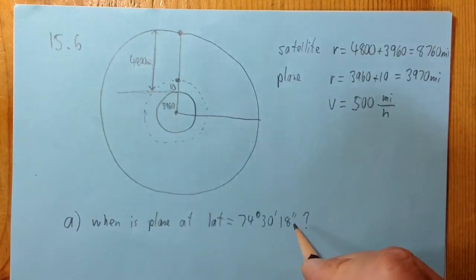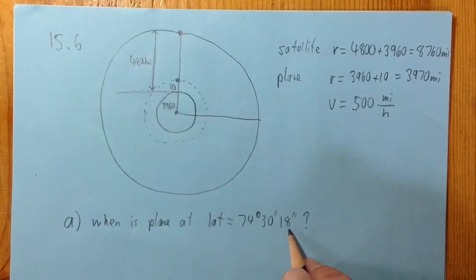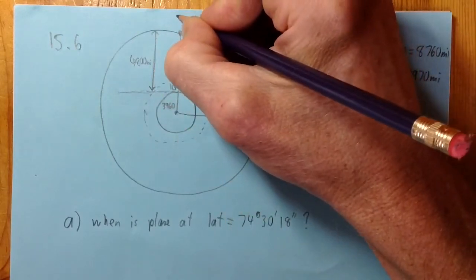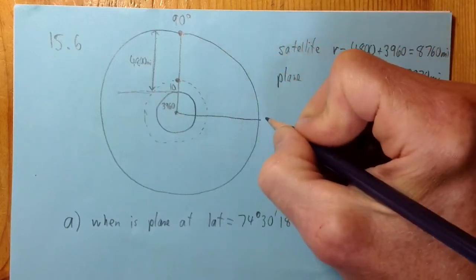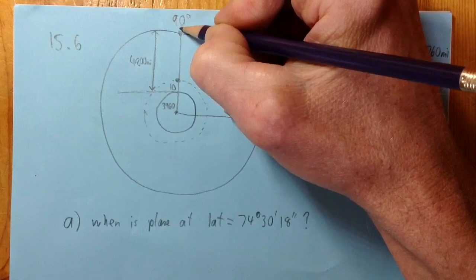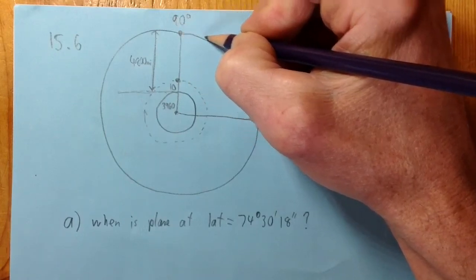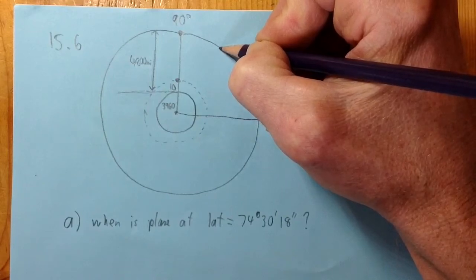Now, what I did wrong the first time is you say, oh, that's how far we go. We go 74 degrees, but that's not right. The latitude of the North Pole is 90 degrees. The latitude of the equator is 0 degrees. They're saying we're starting at the North Pole. We're flying right above the North Pole. And if we go to 74 degrees, we're only going about 15, 16 degrees.